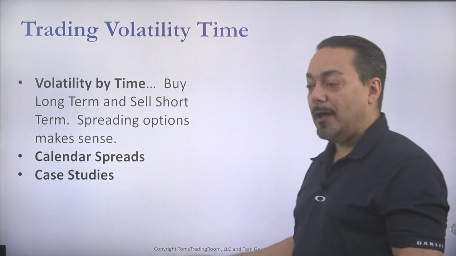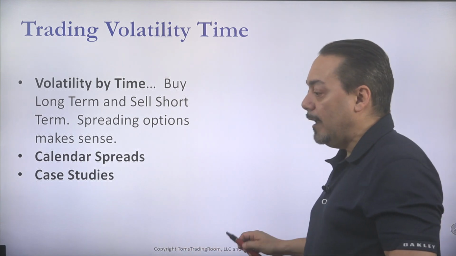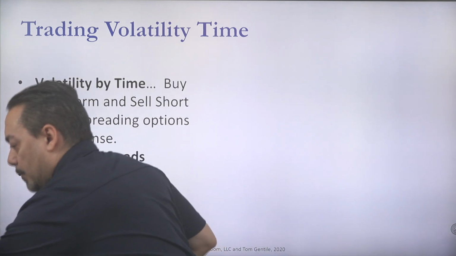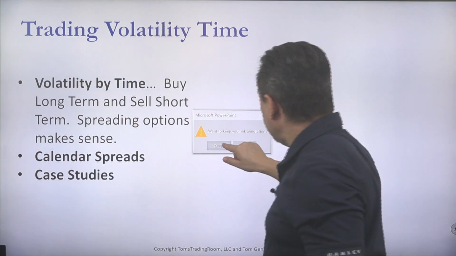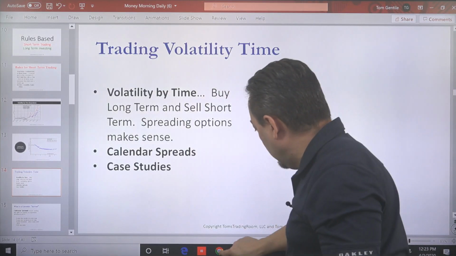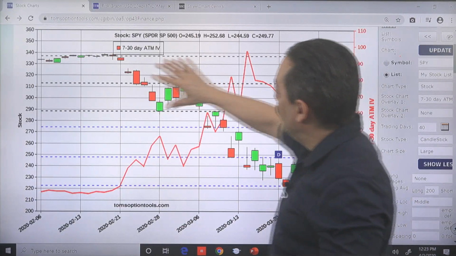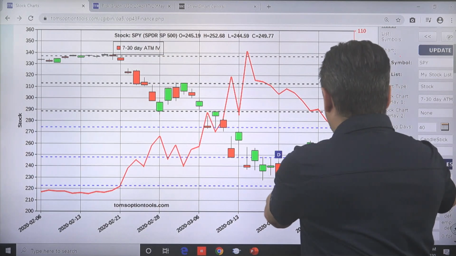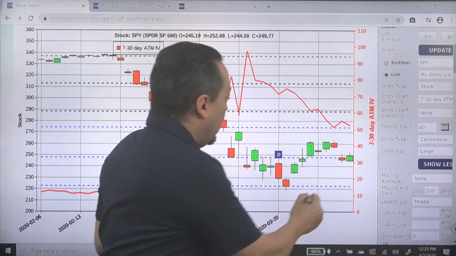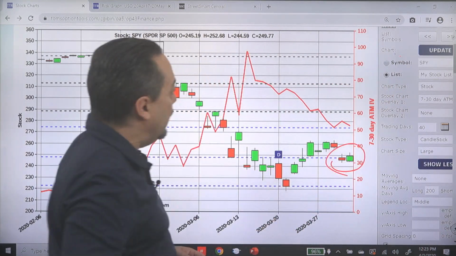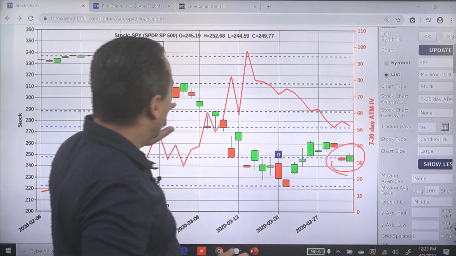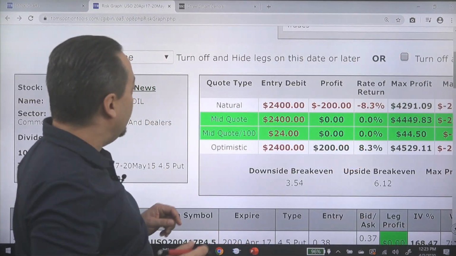Let me show you a real-time example with USO. So in order to do that, I'm going to pop back over to my computer. And I'm going to go to tomsoptiontools.com. Here's a chart of oil. And again, let me pivot real quick. Oil had the pop today. Moved a little bit higher for USO. Let's pop on over to look at some options on USO.